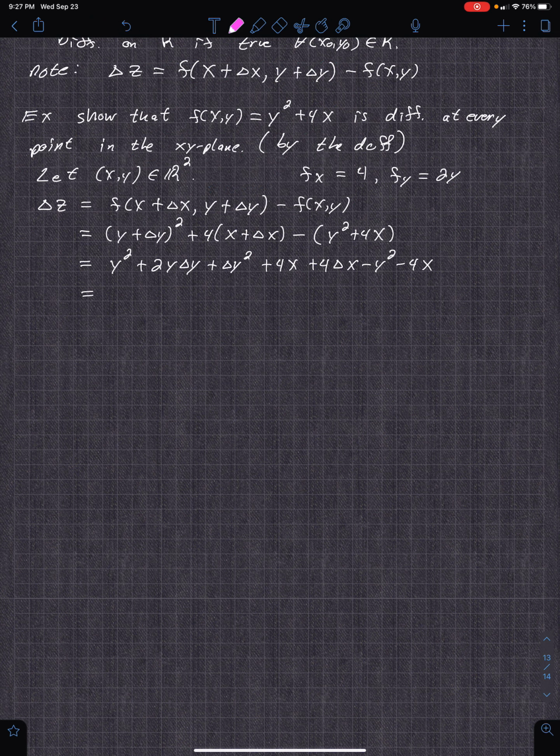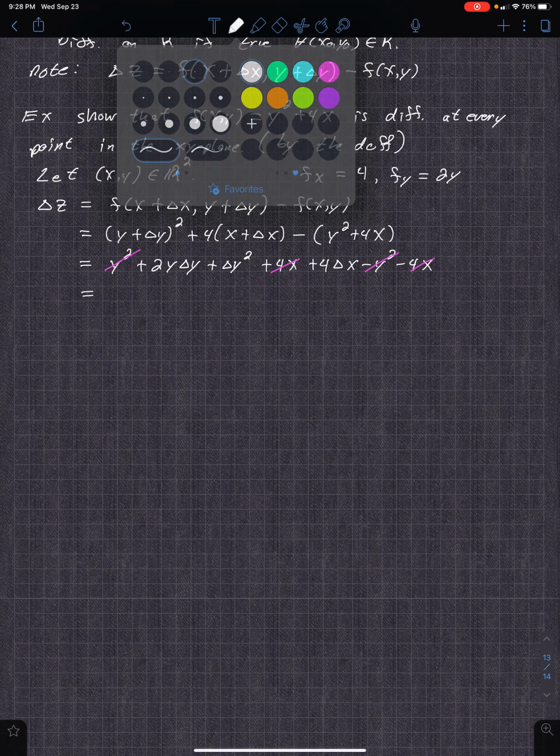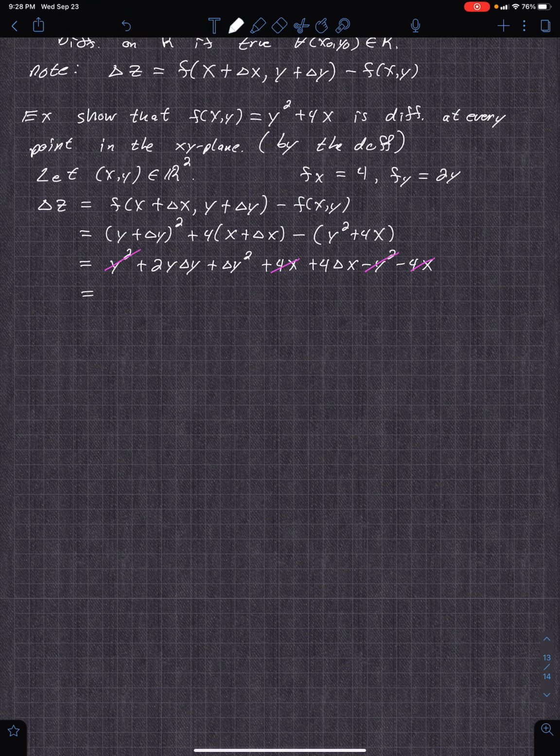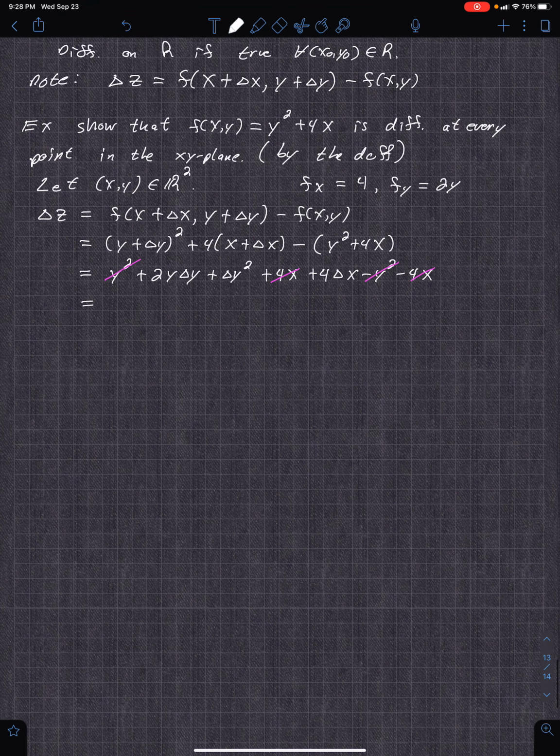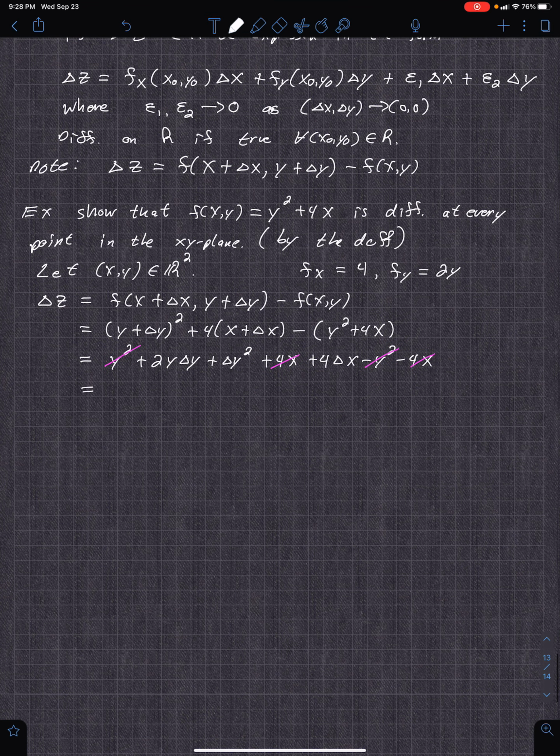Let's see, we get y, negative y. We get positive 4x, negative 4x. Those are all gone. And then let's start looking for how to rearrange it and place it in this form.